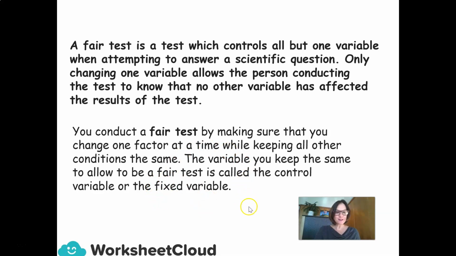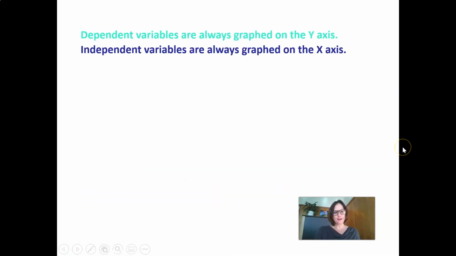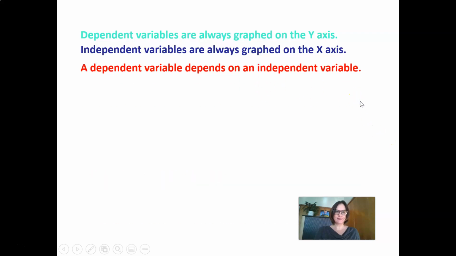Okay, you can always go back and watch my video, or you can pause these slides and read over the content yourself. Just let it sink in. So, let me go through this with you again. A dependent variable is always graphed on the y-axis, okay? And the independent variable is always graphed on the x-axis. So a dependent variable depends on an independent variable. I know it seems so confusing, but it's actually not.